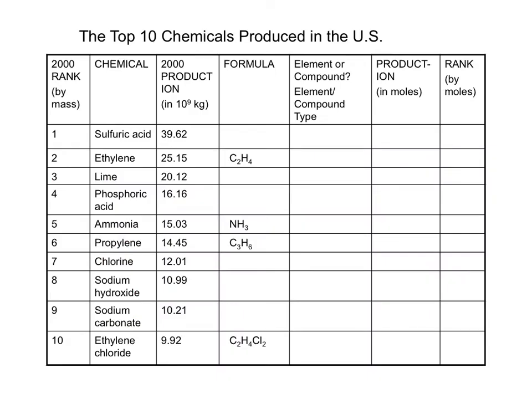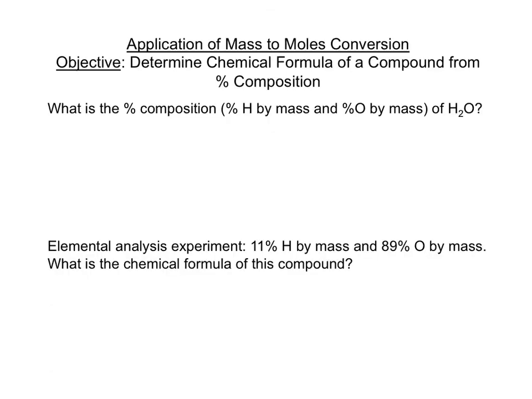Sulfuric acid is the most produced chemical in this country. We know this chemical as the acid in car batteries, but its main use is in the manufacture of fertilizers. The chemical formula of a compound is determined by doing an elemental analysis experiment. This experiment tells us the percent composition of that compound. So stop the video and try these 2 problems.